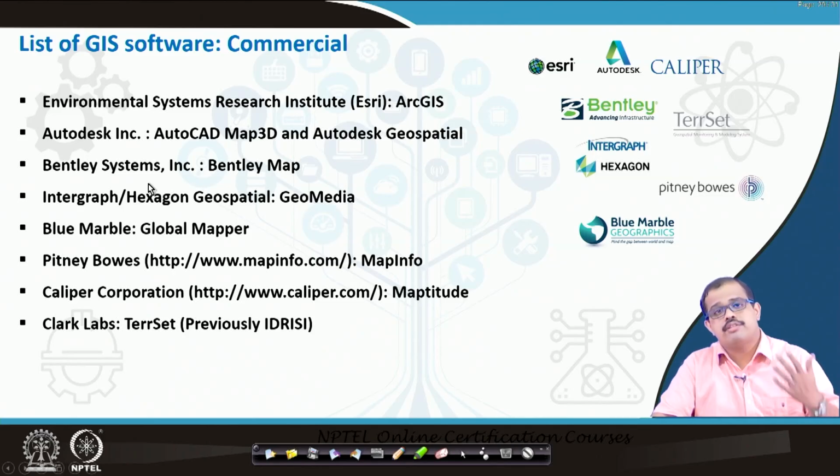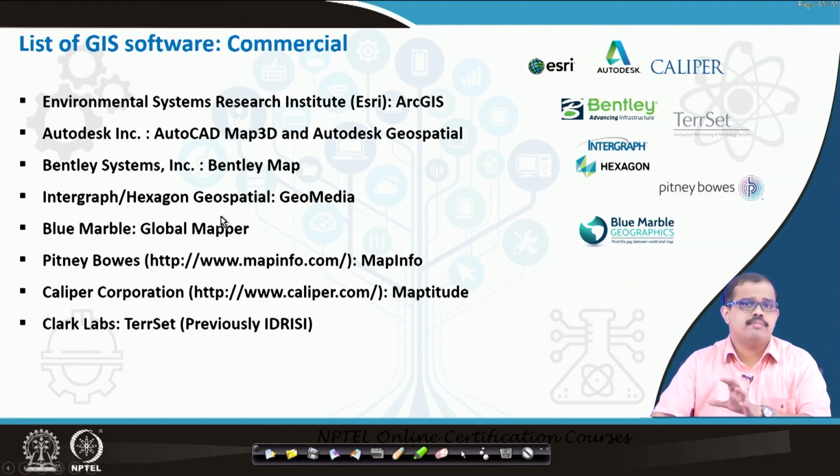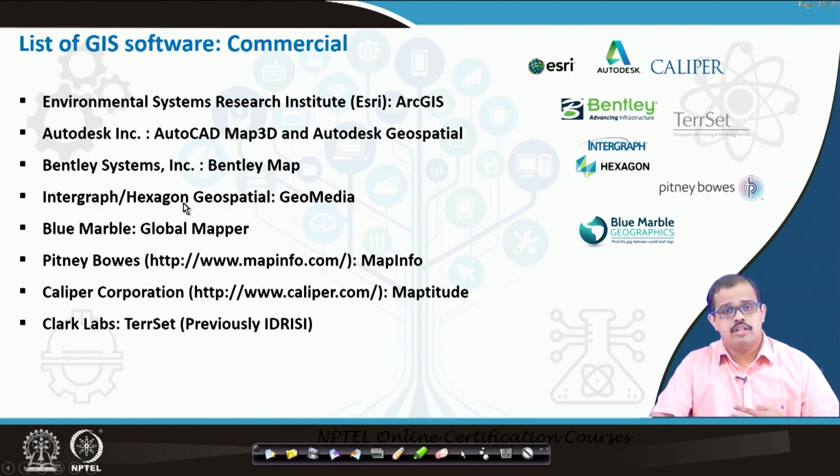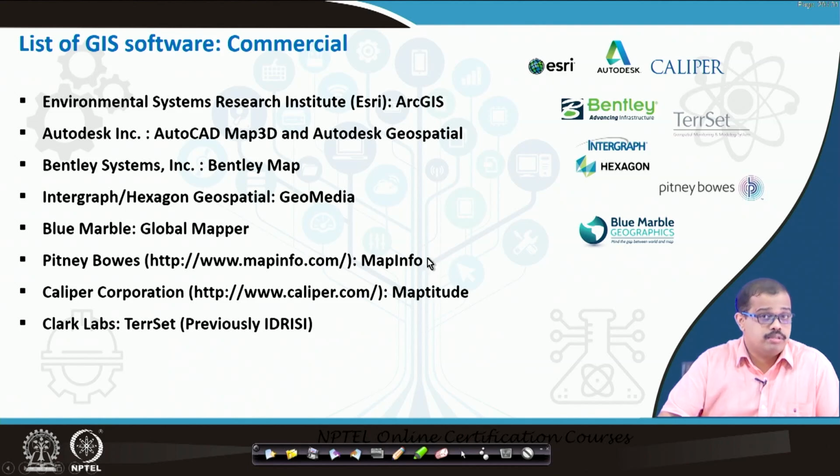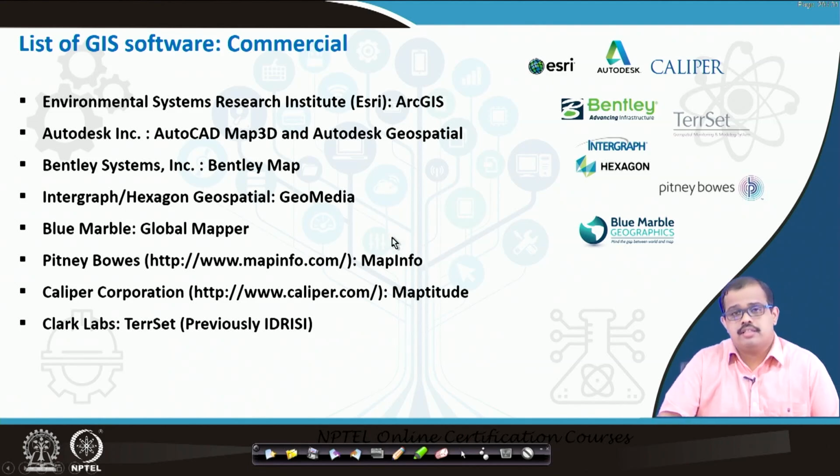Nowadays people have started using Global Mapper in a very large way, extremely efficient. Pitney Bowes MapInfo is another software which is extremely good in case you want a simple interface and look at various aspects of GIS tools, then MapInfo can be one which can help you out. And you have Maptitude. Maptitude is another software which specializes in different geographic information science based tools, so that can be used.